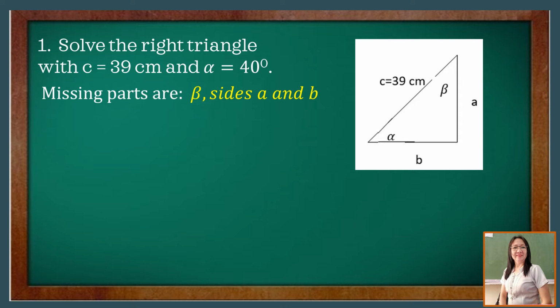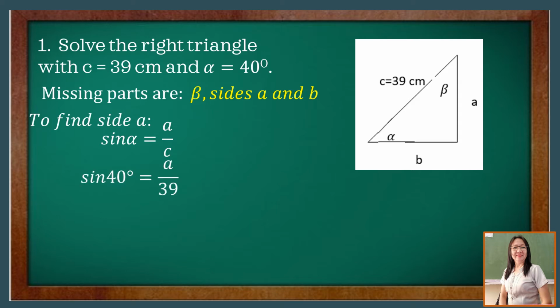Now, another requirement in our problem is to find side A. Looking at alpha, which is our given, side A is opposite of alpha, and we have C as the hypotenuse. Therefore, opposite over the hypotenuse pertains to the sine function. So sine alpha is equal to A over C. By substitution, sine 40 degrees is equal to A over 39.